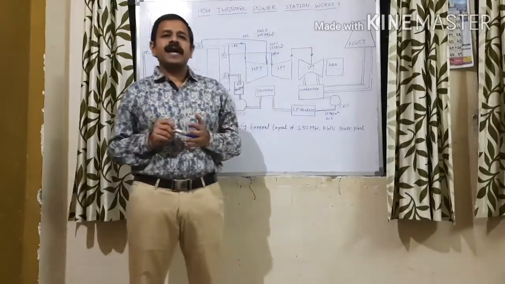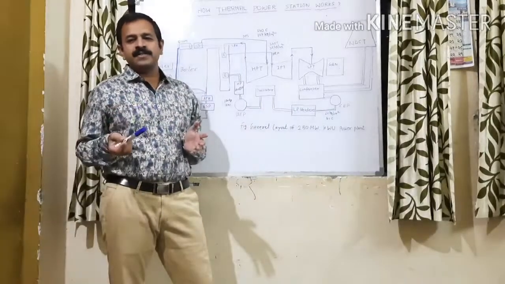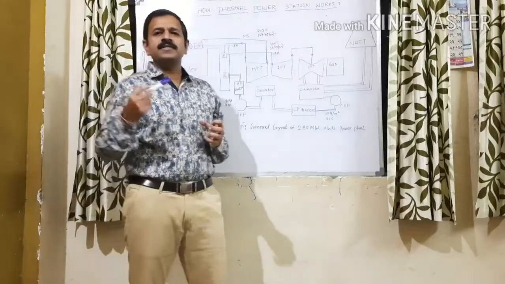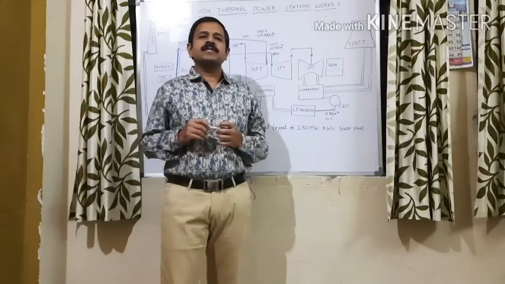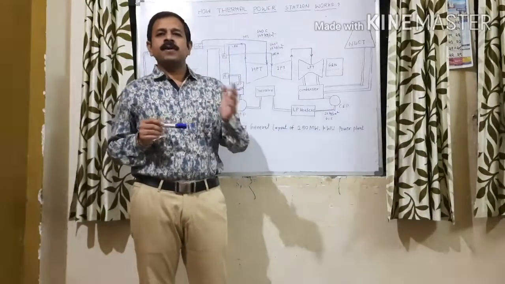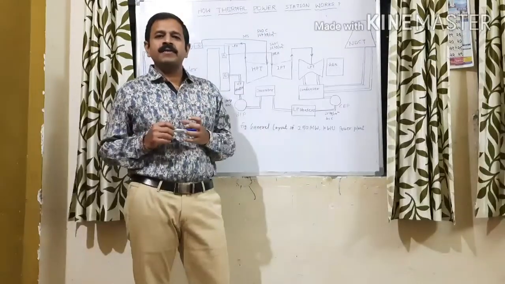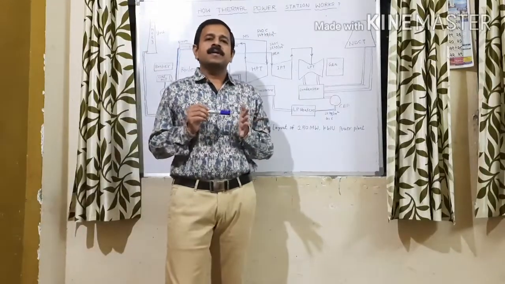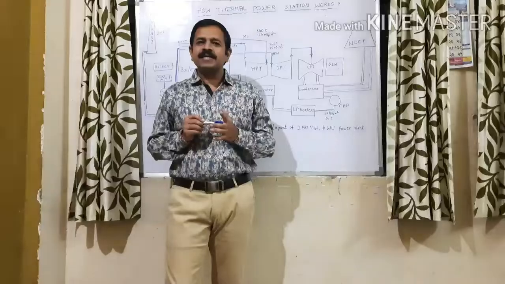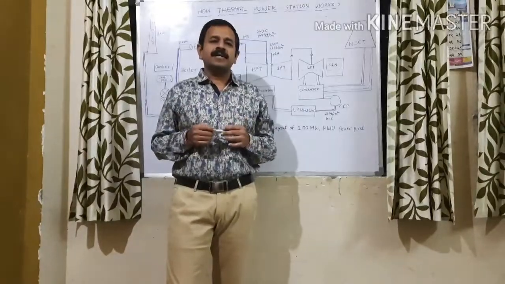The steam is generated at a higher temperature and at a higher pressure. This steam energy is used to rotate the turbine. The turbine is coupled with the generator with the help of a coupling, and with the help of Faraday's law of electromagnetic induction, the electricity will be generated.